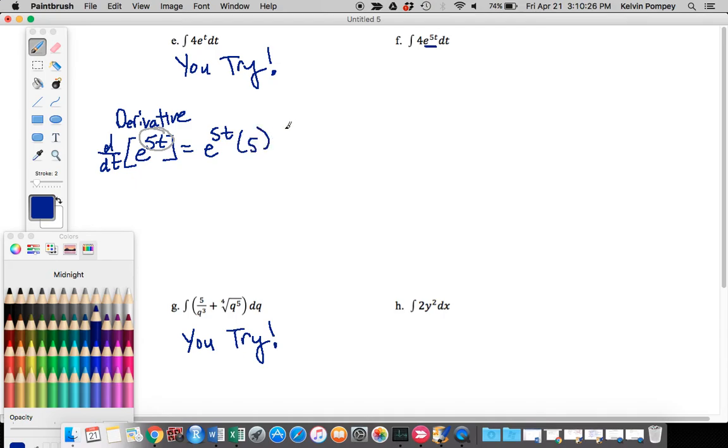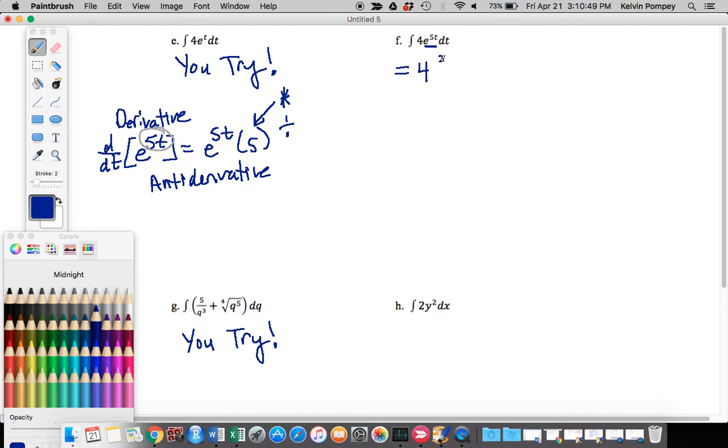Okay? So when I try to think of antiderivative, I've got to think of undoing what I would do if I did the derivative. So I'm probably not going to multiply here by 5. There's probably going to be some sort of a division by 5. Okay? Let's look at this example now.